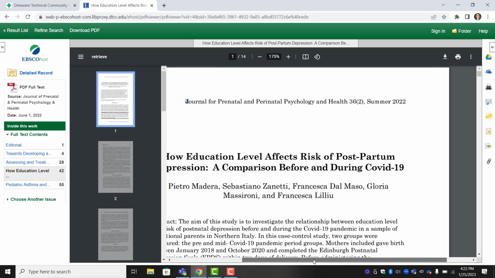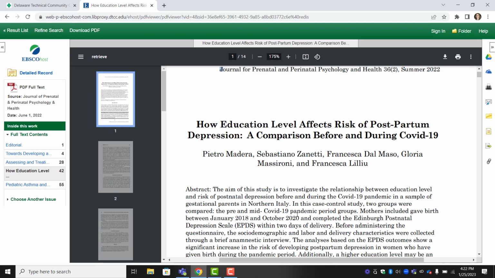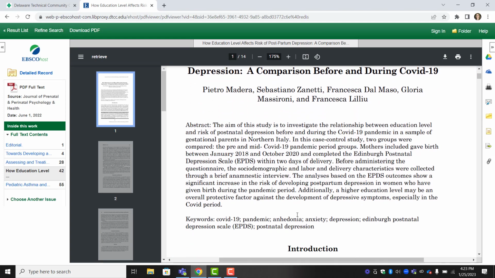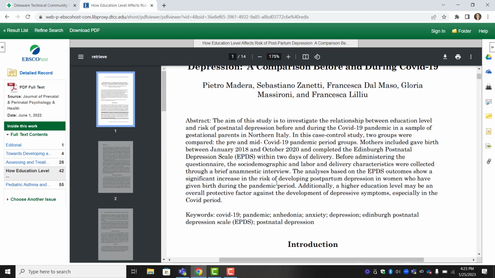And then what I want to do is I want to start reading it and see if I can understand it. So the aim of the study is to investigate the relationship between education level and risk of postnatal, which means after birth depression, before and during the COVID-19 epidemic. A sample of gestational patients or parents, so that's pregnant people in northern Italy. They had 2 groups, pre and mid COVID-19. And it was a questionnaire, so they did a survey, and then they had a brief interview.